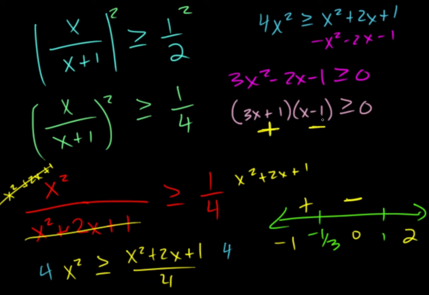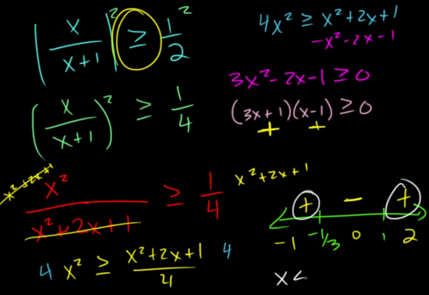Plug in a 2, positive. Plug in a 2, positive. Positive times positive is positive. Now the original is greater than, so we only want to focus on the positives. And so we will say x is less than or equal to, since this is equal, negative 1/3, or x is greater than or equal to 1. Not 2, 1. This one.